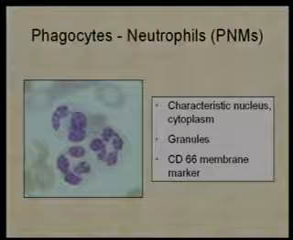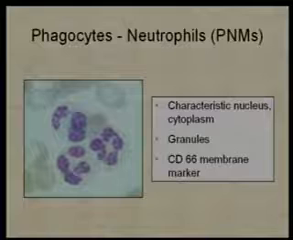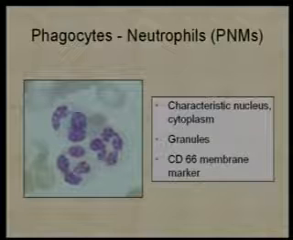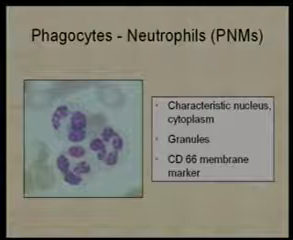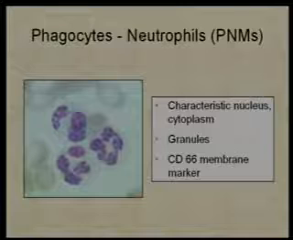Obviously, you remember from your histology, the PMNs have this characteristic multi-shaped nucleus that you can easily see with the microscope. In addition, it's not very clear in here, but they have a number of different granules that we'll talk about, and the contents of these granules are important in the intracellular killing process.